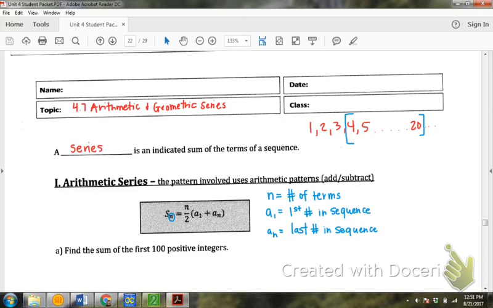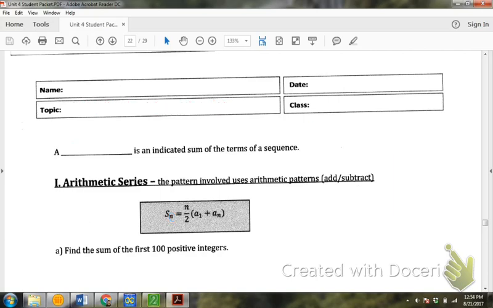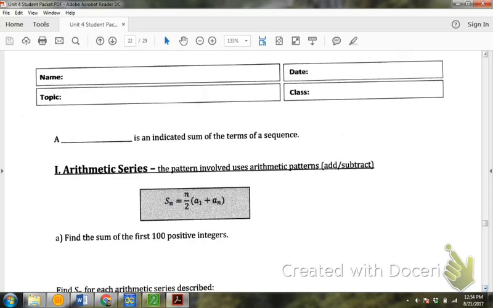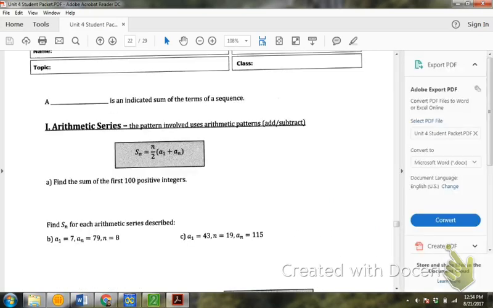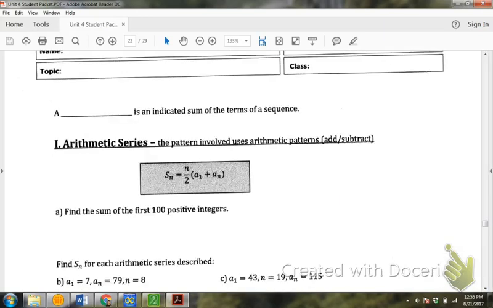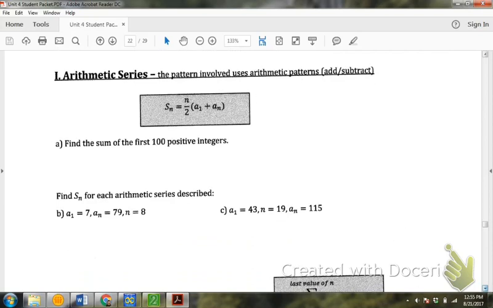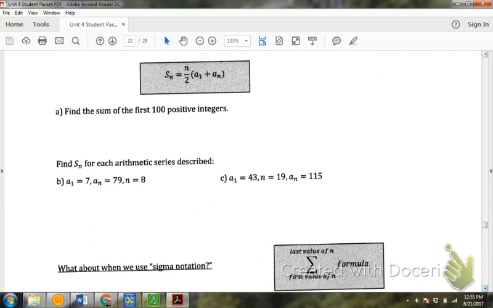So if we look at some of these examples here, it says find the sum of the first 100 positive integers. That would be like 1 plus 2 plus 3 plus 4 plus 5 plus 6. That's going to take forever for us to look at. So instead, we're going to use this formula. When you're doing this formula, I want you to think about each of those three pieces that we listed: A sub 1, A sub n, and n.